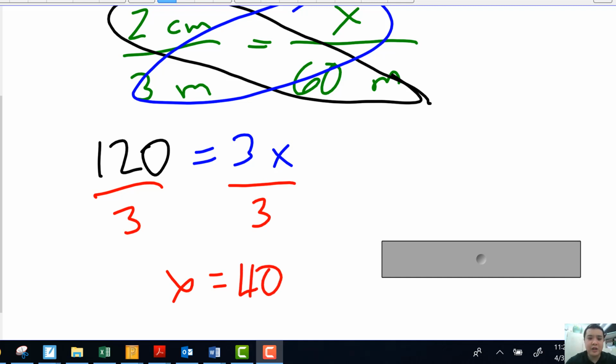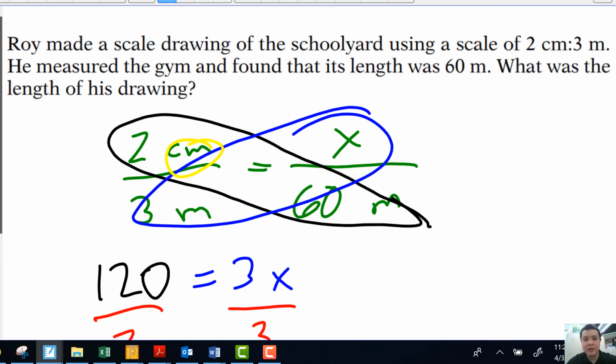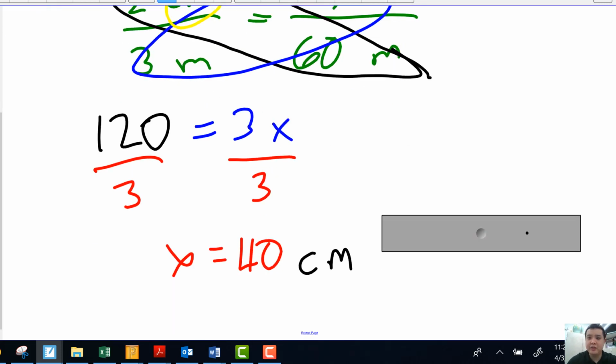Okay. So we have 40 is x, but we need to figure out what the unit is. Because x came from the top, and in the other ratio, centimeters was the unit, so our unit is going to be centimeters. So on this scale drawing, the schoolyard should be 40 centimeters.